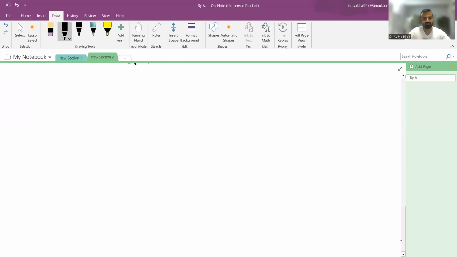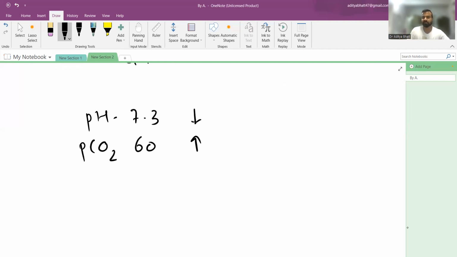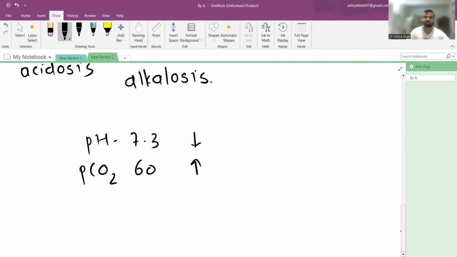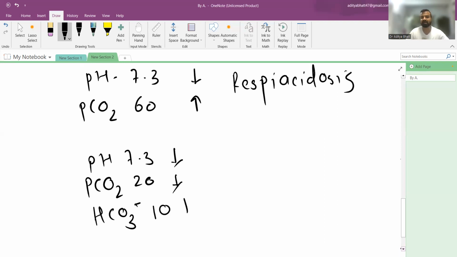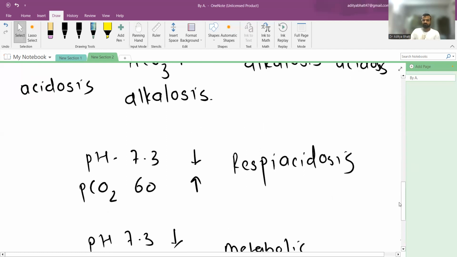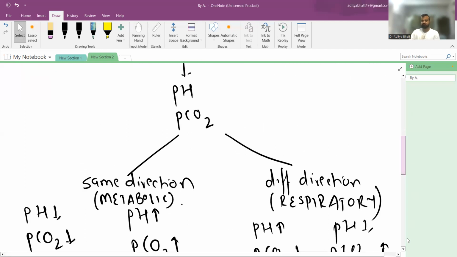Now we'll see an example. Imagine that the pH is 7.3, so pH is low. PCO2 is 60, so it is increasing. The direction of the arrows is opposite, so this is respiratory acidosis. In the same way, if the pH was 7.3 and the PCO2 was 20, the next thing you see is bicarbonate. Bicarbonate is 10. So pH is decreasing, PCO2 is decreasing, and bicarb is decreasing, so this is metabolic acidosis. I hope you understood with the example that, depending upon where the arrow is going, you can easily diagnose if it is metabolic or respiratory.